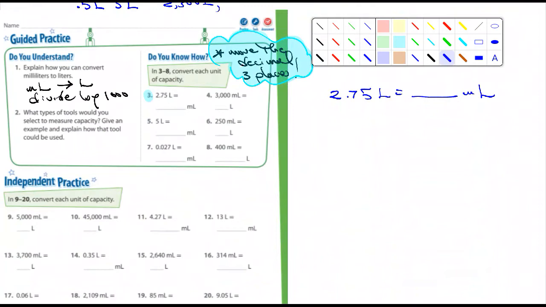10? No. 1,000. So what's 2.75 times 1,000? Well, what did I write right here? All you have to do is move the decimal 3 places. So here's 2.75. If I move it 3 places, 1, 2, 3, I just add a 0. That becomes 2,750 milliliters. So there's your answer to number 3, 2,750 milliliters. Okay?